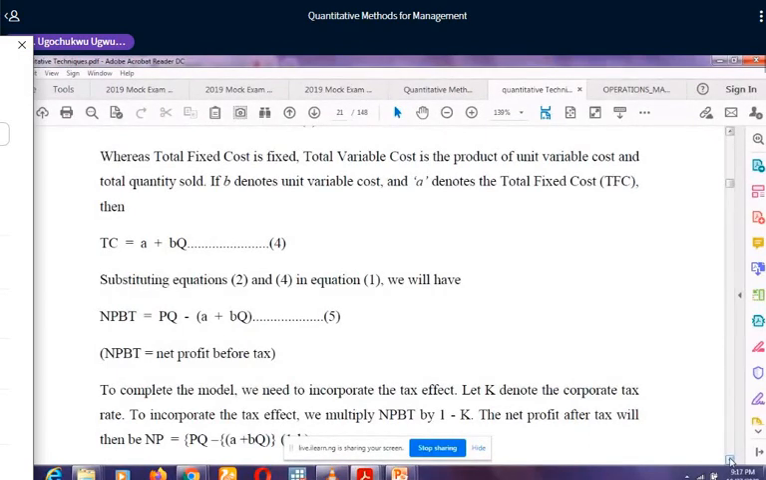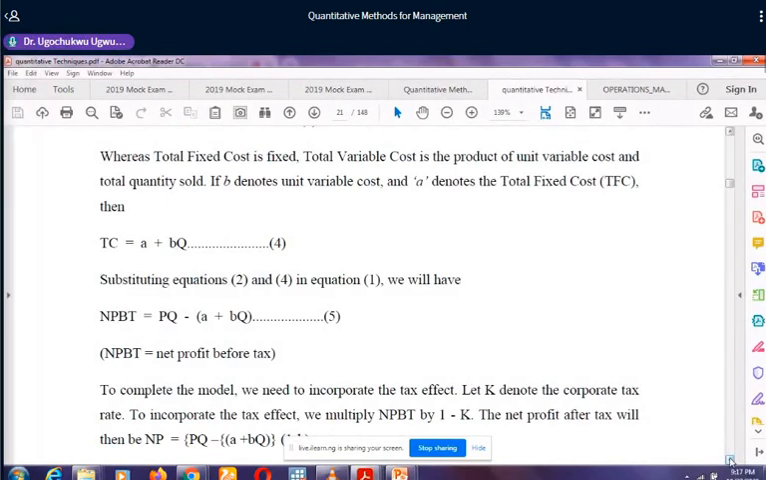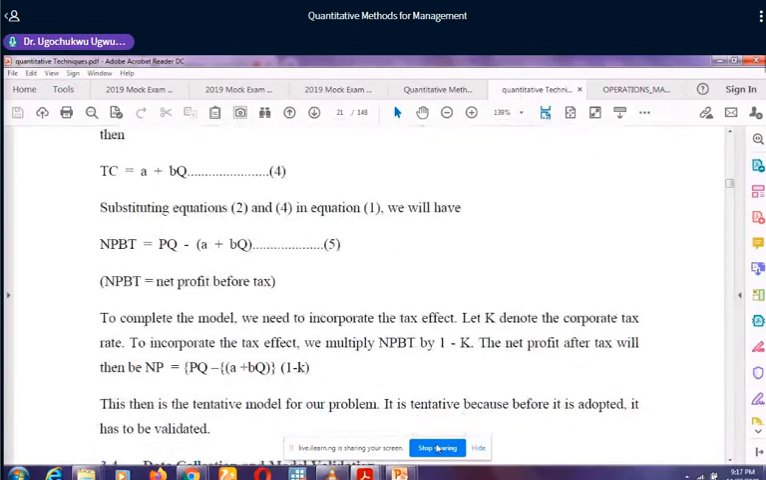Now, equation 2 is telling us that our sales, that's revenue, is equal to P times Q. And then equation 4 is telling us that our total cost is equal to A plus what? BQ. So if you substitute this in your equation 1, it will now give you this. This is how to build a model. This is how to develop what? A model. Okay.